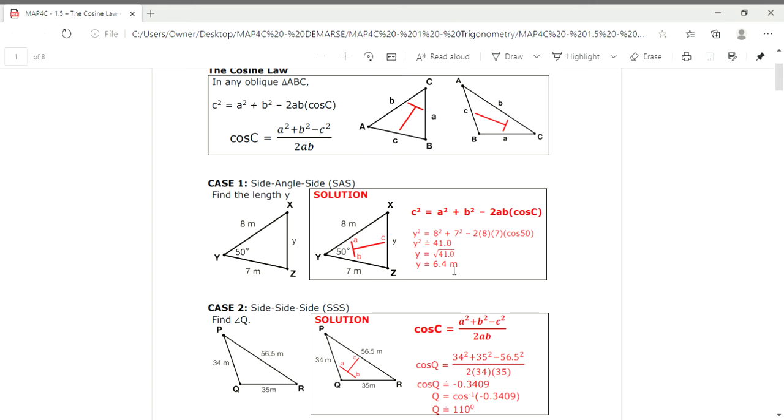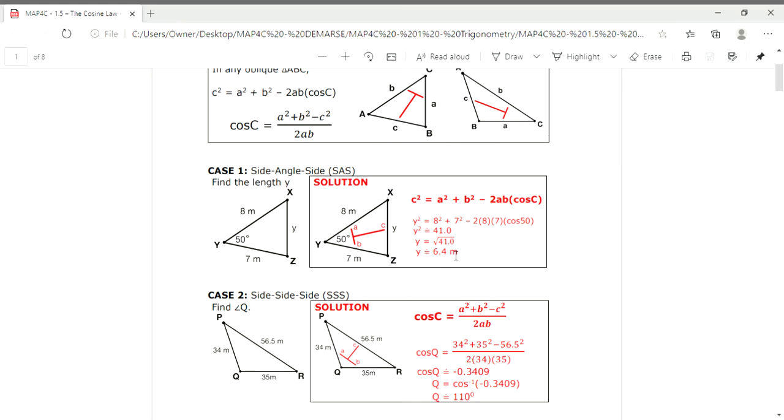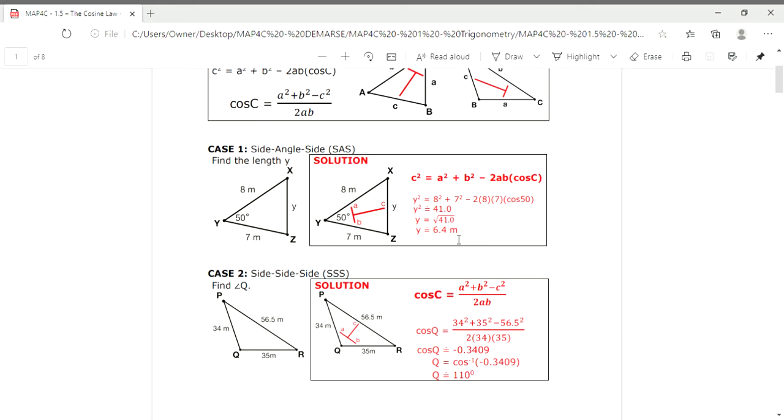Let's check to see if this looks reasonable in the context of the diagram. Is 6.4 meters a reasonable length for y? Yes, it is. If you had an answer of 82 or 105 or something much larger, and you look at the triangle and you think that cannot reasonably be the correct answer, then make sure to go back and check your work and see if an error was made somewhere. But 6.4 is a pretty reasonable length for this diagram for length y.